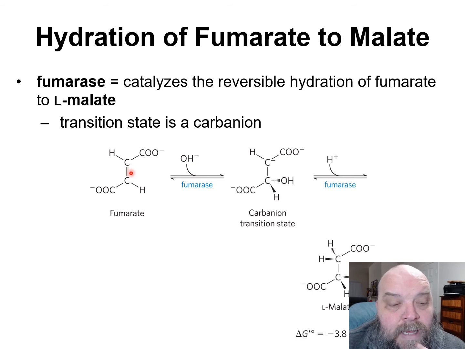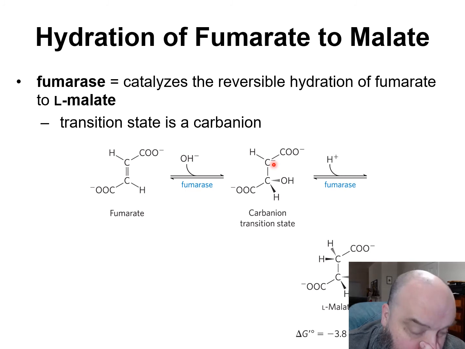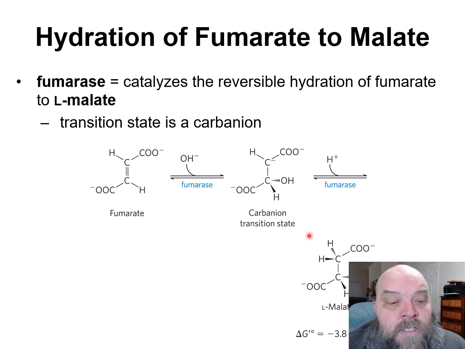So we're going to break this double bond. Carbon 3 here is going to get a hydroxyl. This is going to leave carbon 2 with an open valence, which our hydrogen here is now going to enter into. So you end up with this carbanion. Remember, carbanion means you have a carbon with a negative charge sitting there. So here's our transition state. It's an intermediate. Fumarate, transition state, malate.